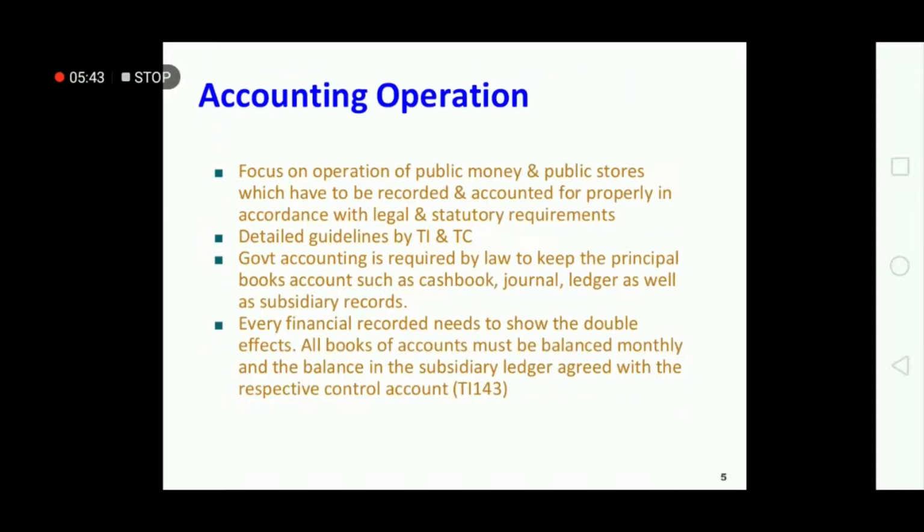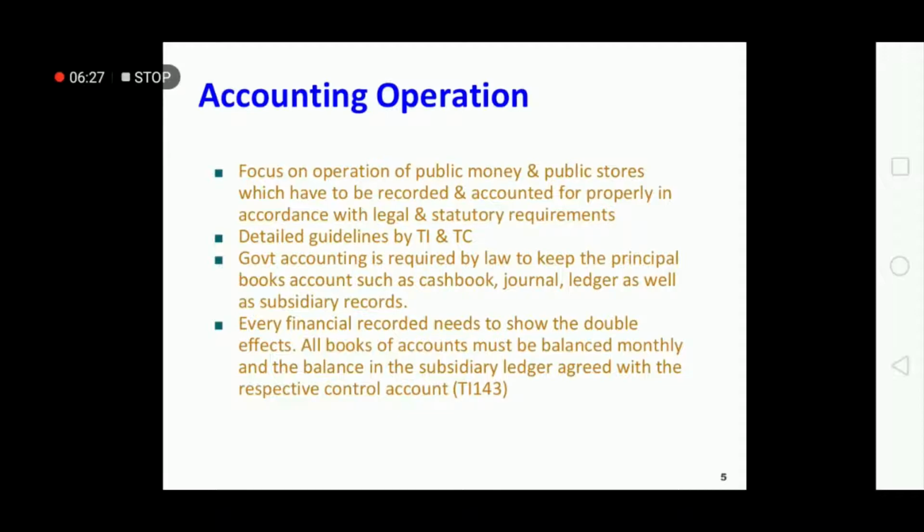Okay, next part is accounting operation. Public sector is a non-profit organization. So, as a non-profit organization, public sector accounting system is not expected to inform its profit and loss, rather to discuss how public monies and public stores have been used for that purpose. So basically, accounting operation focuses on operations of public money and public stores, which have to be recorded and accounted properly in accordance with legal and statutory requirements.